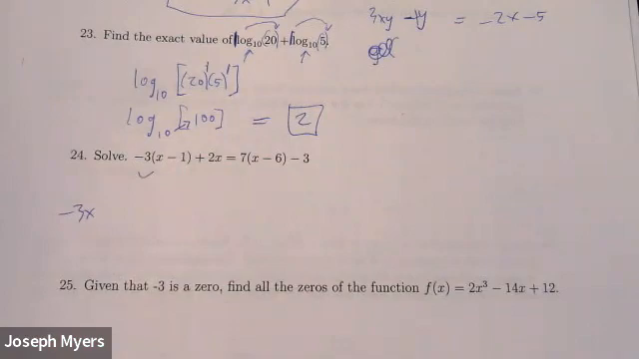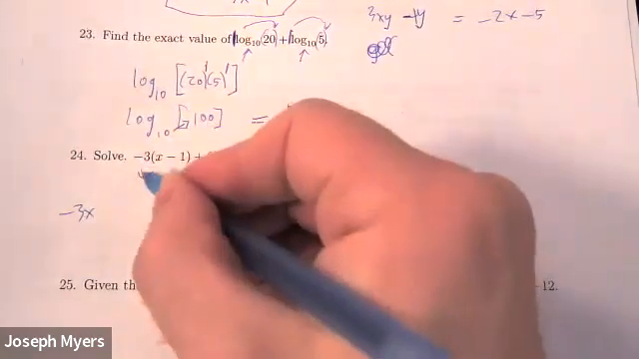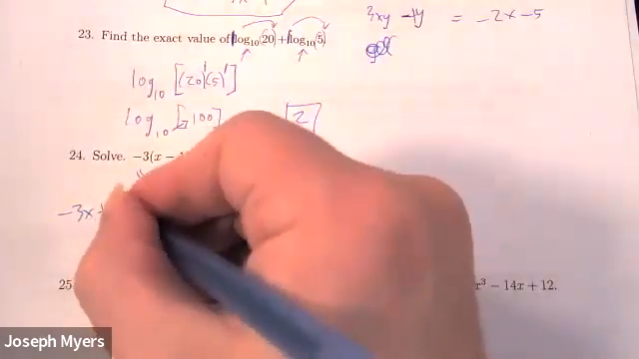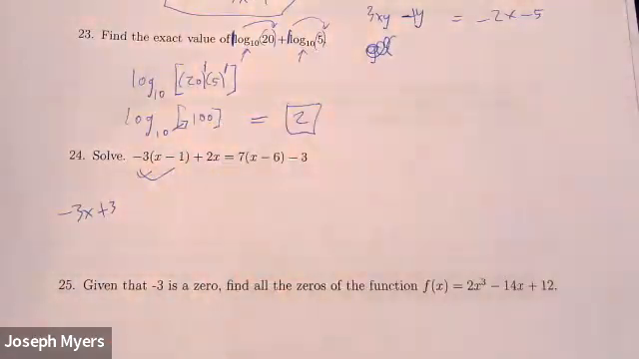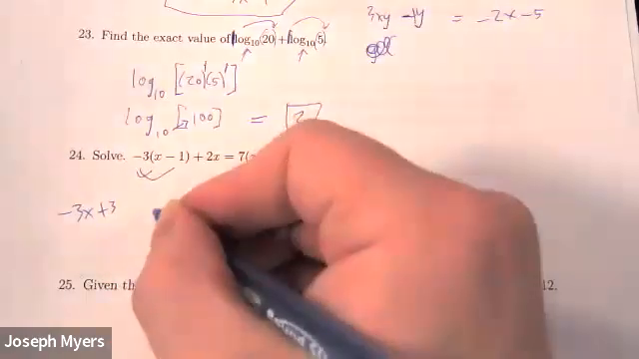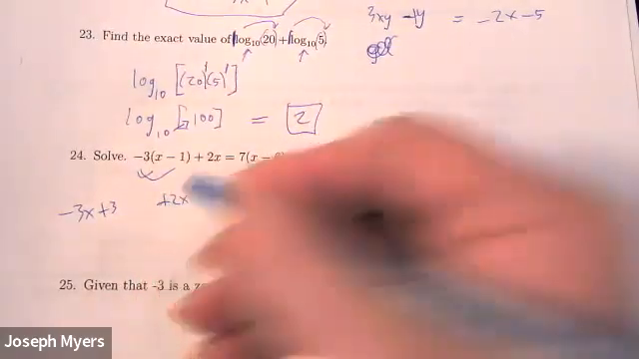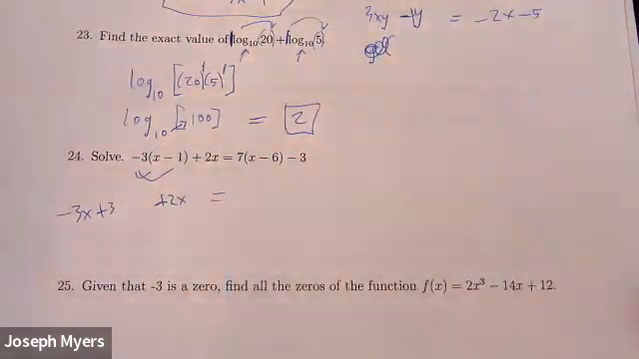So make sure that you also especially do the easy problems right. So negative 3 times x is negative 3x. Negative 3 times negative 1 is positive 3. And then what happens to the 2x? It just comes down. And then equals comes down.